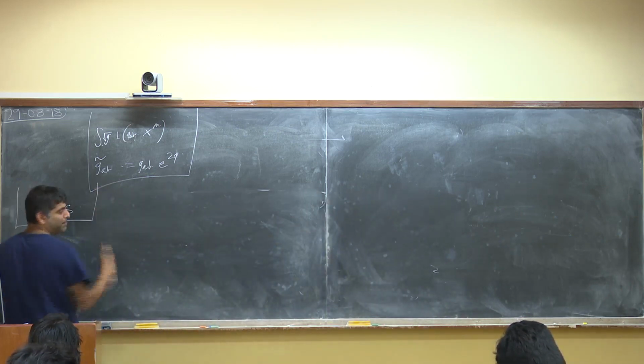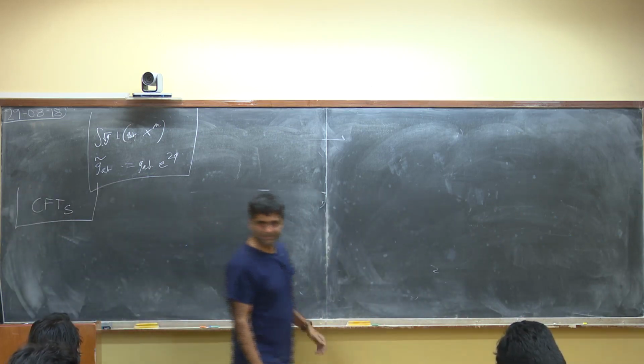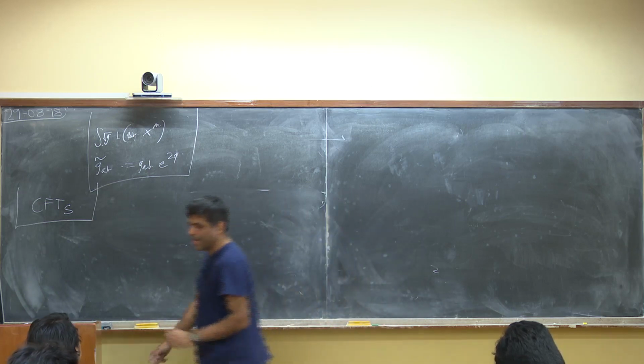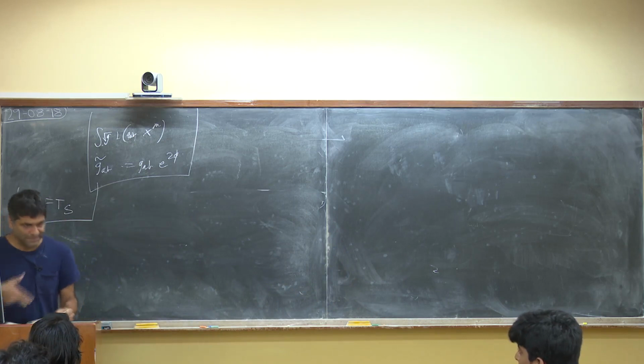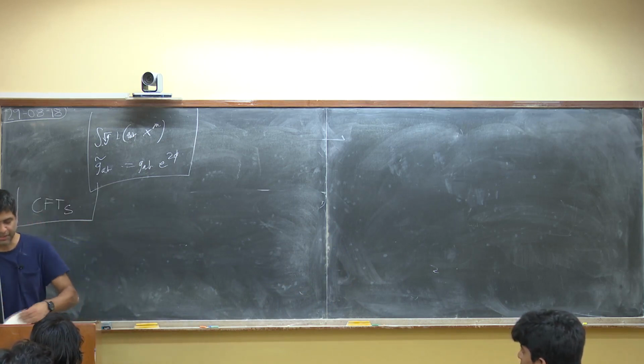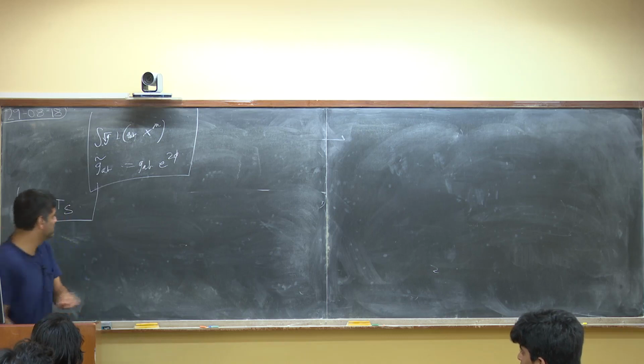For much of this part of the course, we will work in Euclidean space. We will come back to analytic continuation to Lorentzian space later on. But to start with, let's work in Euclidean space. And the first thing we want to do is to establish some conventions.